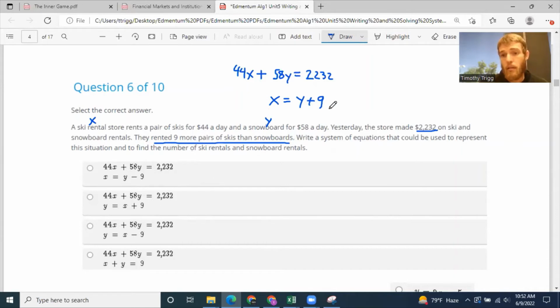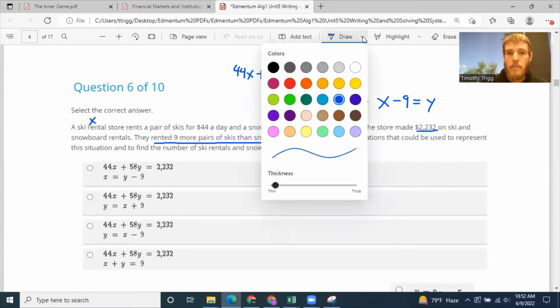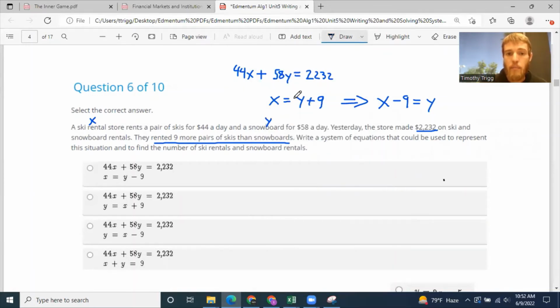But one thing, I wrote my equation like this, but another way we could write that is that if I take the number of ski rentals and subtract 9, that'll give me the number of snowboard rentals. So there might be more than one way to write a proper equation, but the thing to keep in mind is that these two equations are actually the same, because I can go from this equation and create the second one, right? I can, in this case, subtract 9 on both sides of the equation to get this new equation, right?